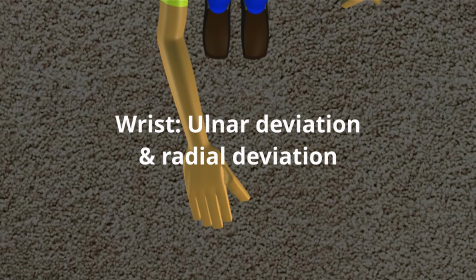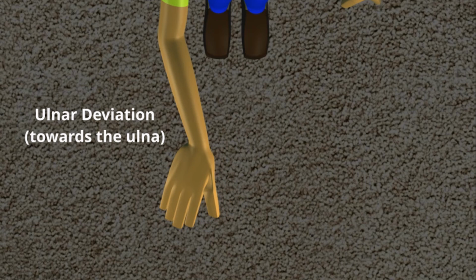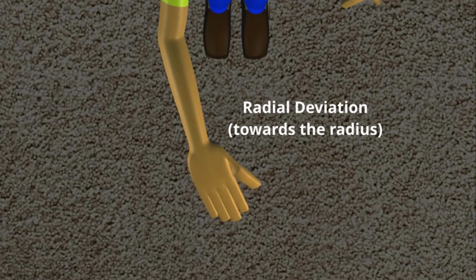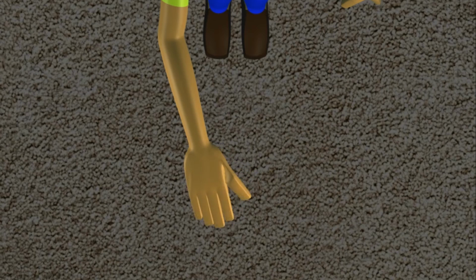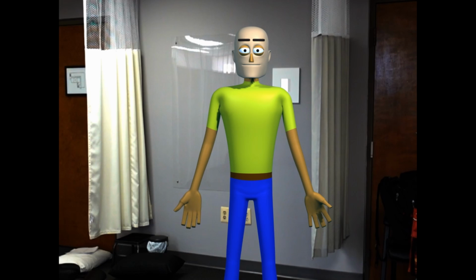First up is ulnar deviation and radial deviation. Keep in mind the position of the bones within the forearm. As our hand moves towards the ulna, we refer to that as ulnar deviation. As it moves towards the radial side of the forearm, we refer to that as radial deviation. So let's take a look at that in our anatomical position for reference. As you can see, ulnar deviation and radial deviation occur in the frontal plane around an anterior-posterior axis.